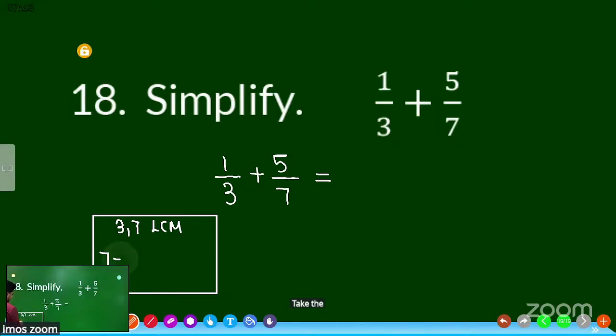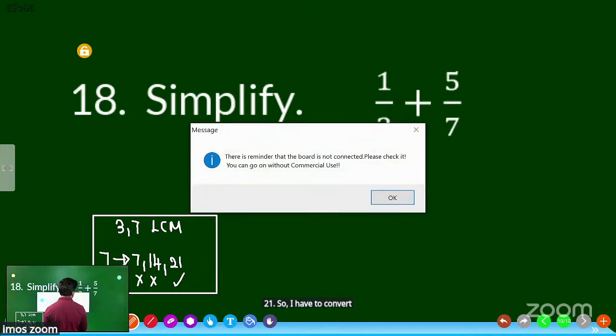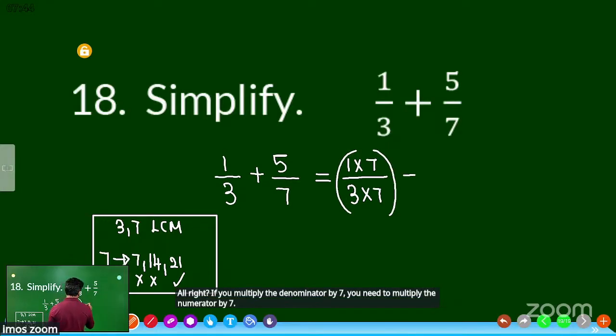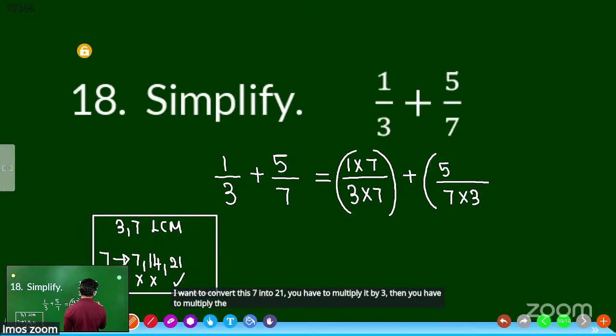Take the highest number and write its multiples. 7 into 1 is 7. Is it divisible by 3? No. 7 into 2 is 14. Is it divisible by 3? No. 7 into 3 is 21. Is it divisible by 3? Yes. 21. So I have to convert this 3 to 21, so I have to multiply by 7. If you multiply the denominator by 7, you need to multiply the numerator by 7. I want to convert this 7 into 21, so you have to multiply it by 3. Then you have to multiply the numerator by 3 as well.